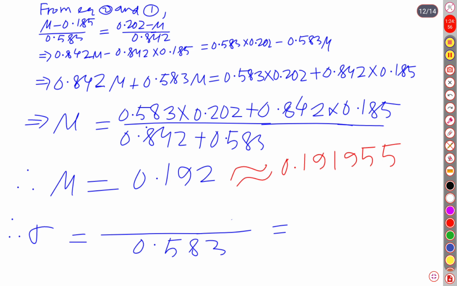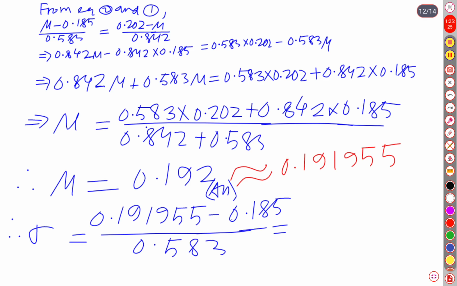Your answer will be up to three significant figures, but when we use this information, we have to write as many digits as possible for a more accurate answer. 0.19195 minus 0.185, then you will get the most exact number, which is 0.00119. This is our standard deviation.